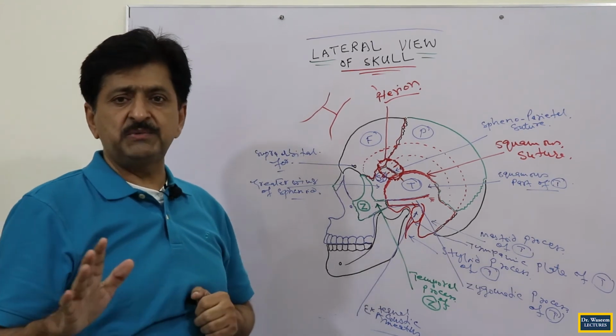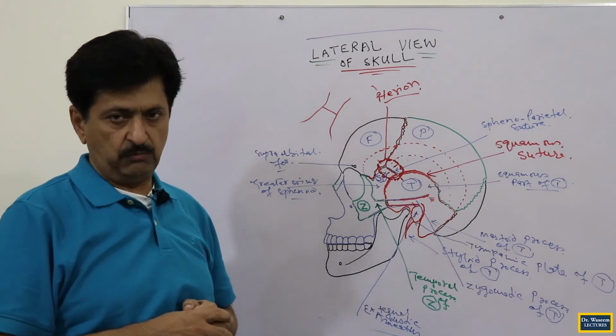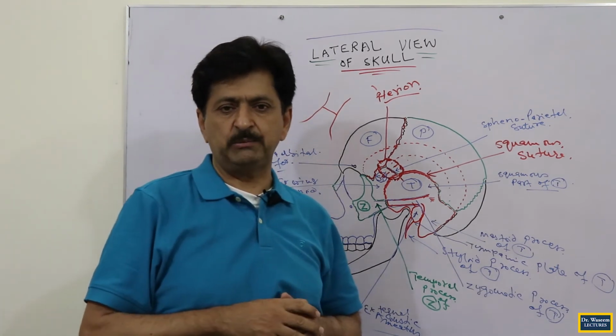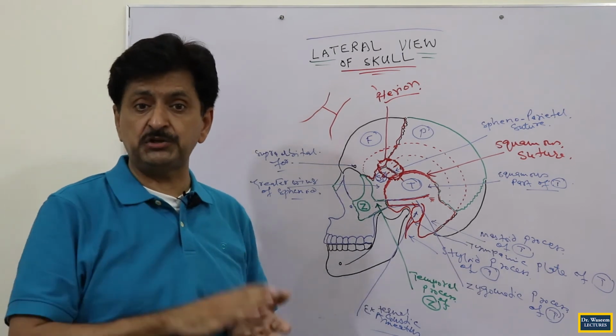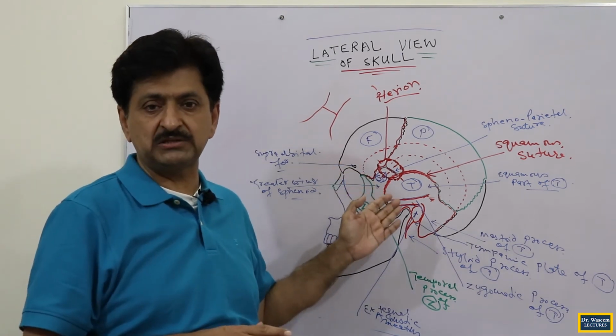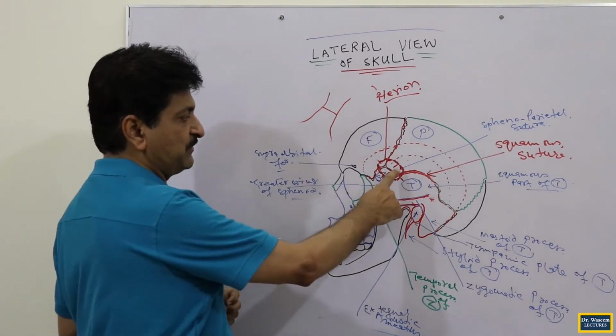And when these muscles of mastication, always think that they will be supplied by the mandibular division of trigeminal nerve. All the muscles of mastication are supplied by the mandibular division of trigeminal nerve. Though the mandibular division of trigeminal nerve, in addition to supplying four muscles of mastication, is supplying four other muscles also. So here this is what we call the pterion.